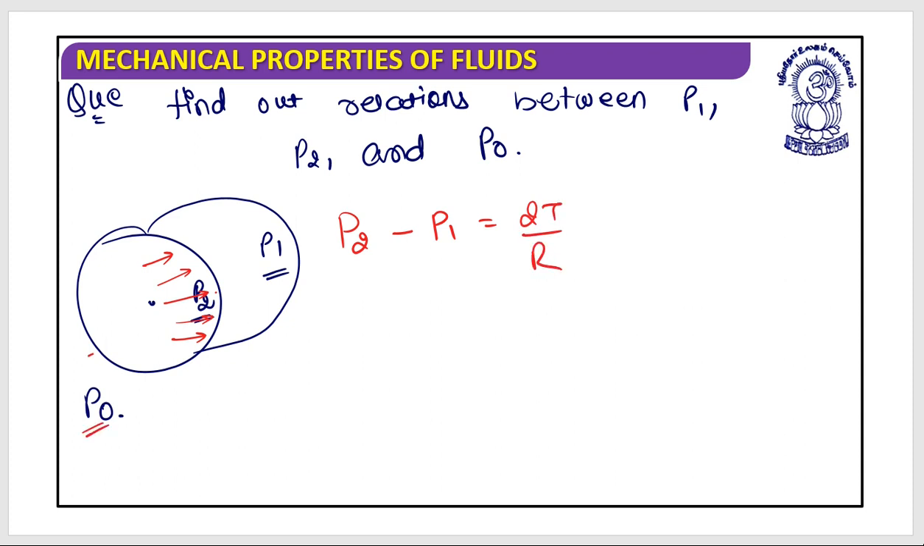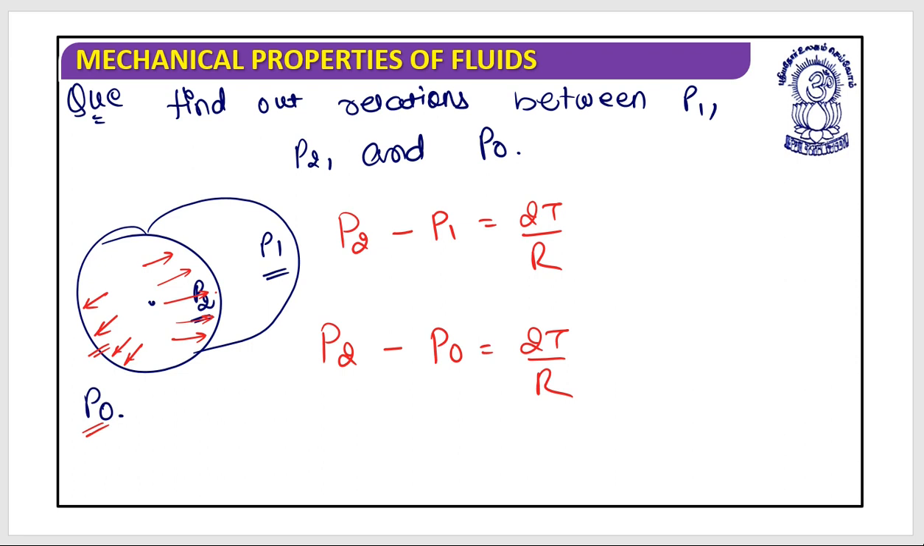If you look at these two surfaces, P2 and P0, this could also be seen as the concave side, and the concave side pressure would be higher. So P2 minus P0 is equal to 2T by R. I hope this is clear. From this you can have a relation between P1 and P0 as well. Is it clear?